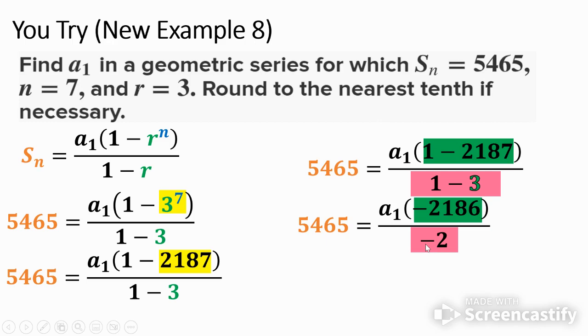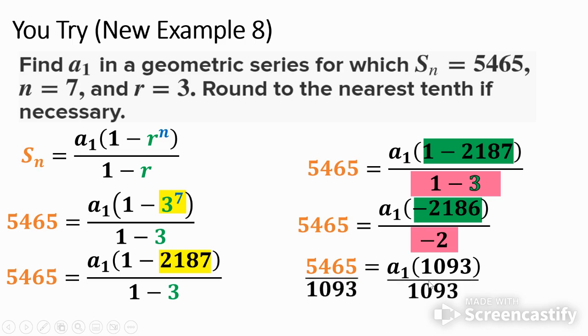A negative divided by a negative is a positive, and in your calculator, you can type in 2,186 divided by 2 to find 1,093. Now, 1,093 is multiplying A1, so my last step to get A1 alone is to get rid of this 1,093 by dividing both sides by 1,093. On the right side, the 1,093s will cancel out, leaving us with A1, and on the left side, 5,465 divided by 1,093, again just a calculator problem, leaves you with 5. So we figure out that our first term is 5.